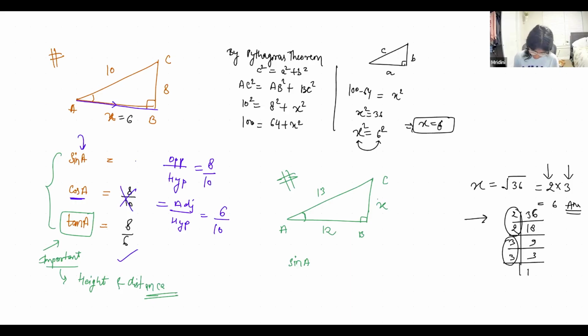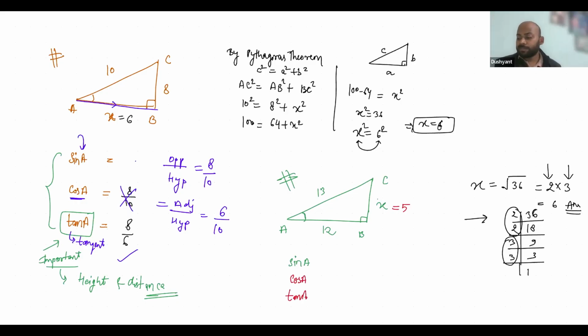Let's see first. X squared. X is 5, right? Sorry, X is 5. It's going to be my 5. Great. Now sine A, cos A, and tan A.